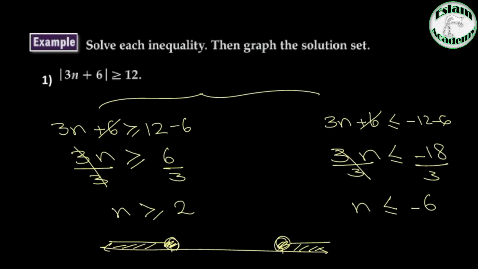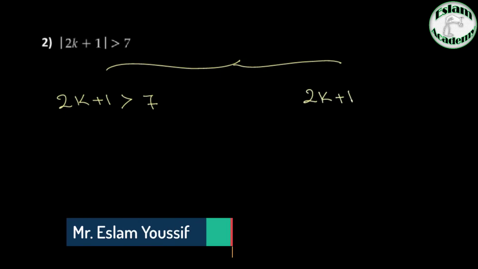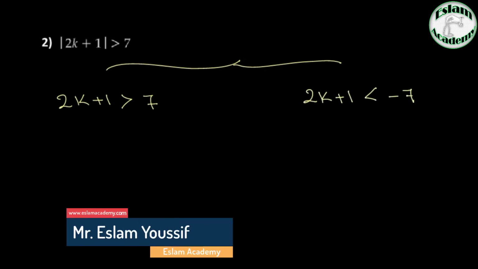So if you find that the absolute value is more than or equal, you will find that the shaded part will be the outer part. If you find the absolute value is less than, it means you will find the solution between the two numbers. Number 2, the absolute value of 2k plus 1 is more than 7. In the same way we'll solve, we have 2k plus 1 is more than 7, and 2k plus 1 less than negative 7.